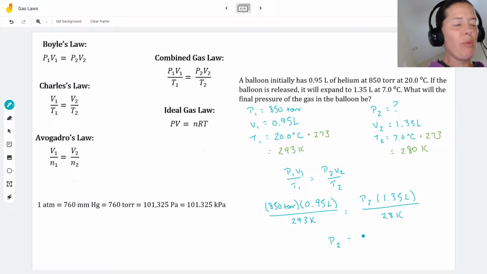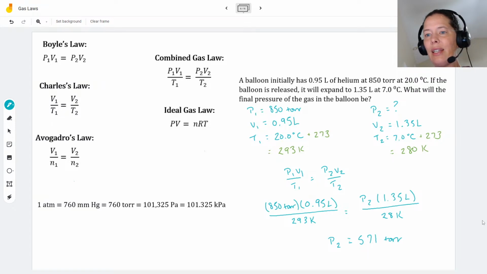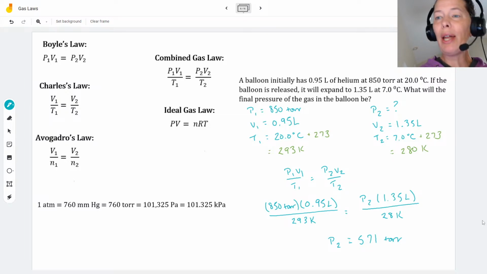So solving for pressure 2, we are going to get 571 torr. And that is our final pressure in the balloon. Okay, any questions? Great, looks like we can keep on moving on.